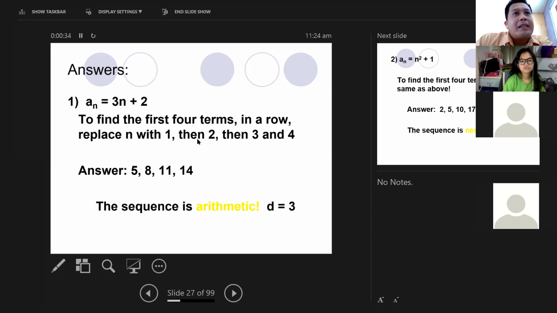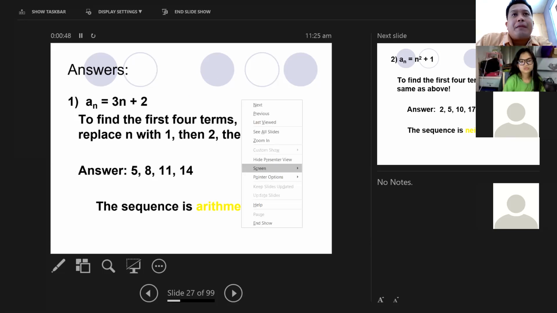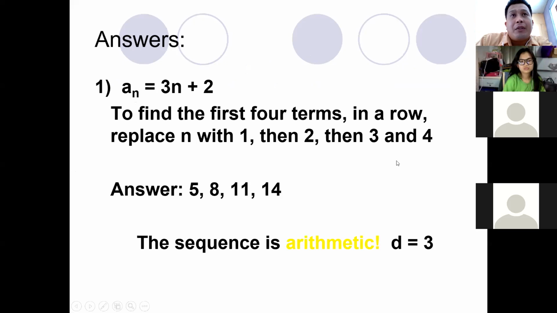So number 1, if your n is 1, you have 1 times 3 is 3 plus 2 is 5. If your n is 2, 2 times 3 is 6 plus 2 is 8. If your n is 3, 3 times 3 is 9 plus 2 is 11, and so on. 4 times 3 is 12 plus 2 is 14. So if you notice that the sequence is 5, 8, 11, 14, there's a common difference of 3. So number 1 is arithmetic.